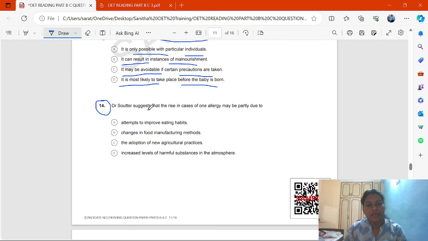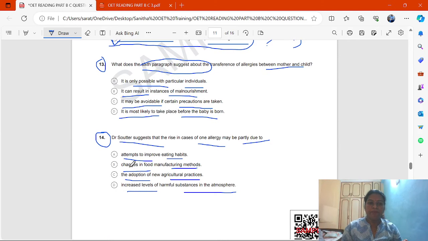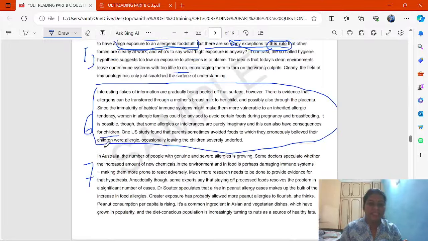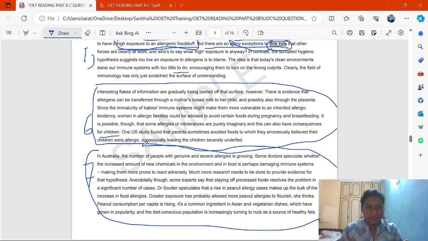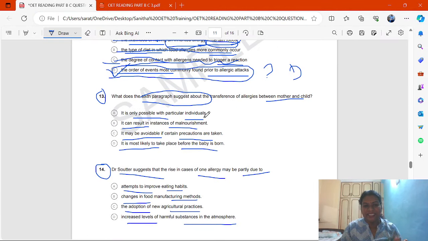Last question. Dr. Scouter suggests that the rise in the cases of one allergy may be partially due to attempts to improve eating habits, changes in food manufacturing methods, the adoption of new agricultural practices, increased levels of harmful substances in the atmosphere. What you have to do is pick up the option and match it with the passage. In the fourth paragraph, for the last question, you will get the answer in this passage. Read the passage, match your option with the passage and understand what the question is asking, then answer. Please message me with your answer. If you have any difficulty finding the answer, please message me.